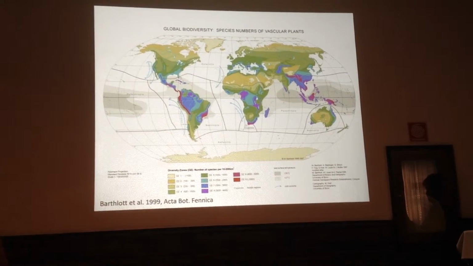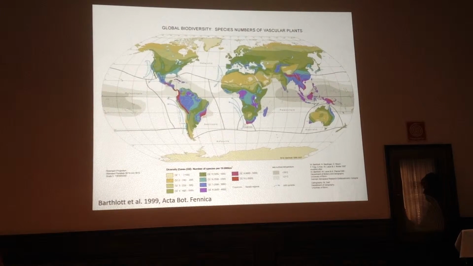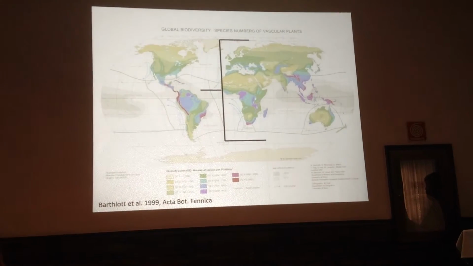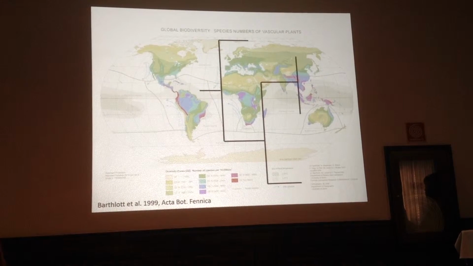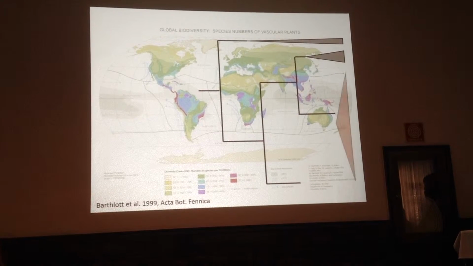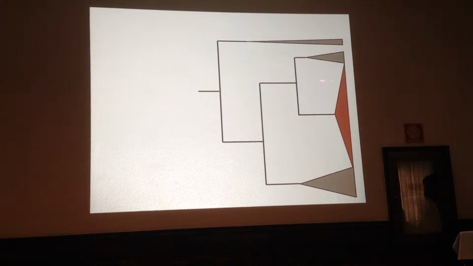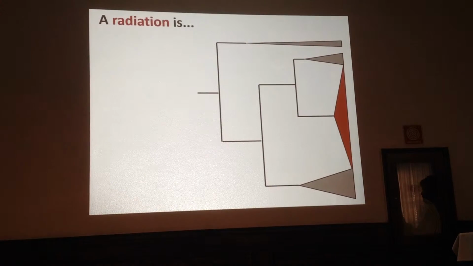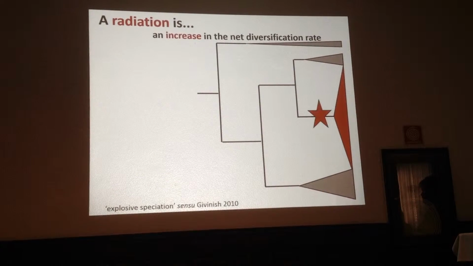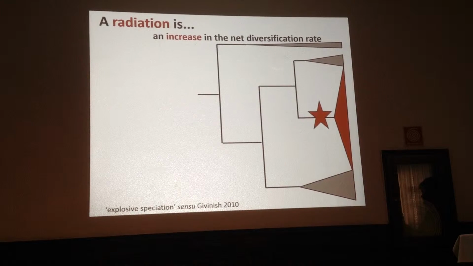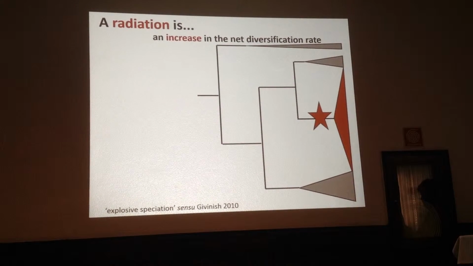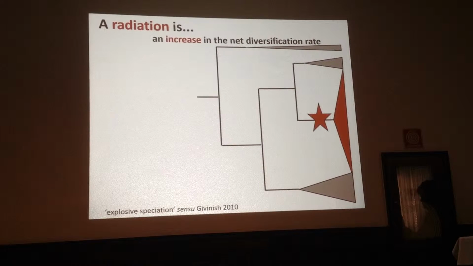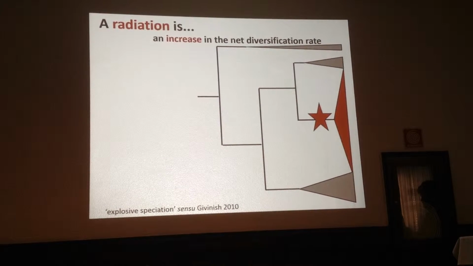And diversity is not only unevenly distributed in space, it's also unevenly distributed phylogenetically, where we find very species-rich clades with species-poor sister clades. And this suggests that at least part of the diversity on Earth is the result of evolutionary radiations. Here I define a radiation as an increase in the net diversification rate as detected on the molecular phylogeny.